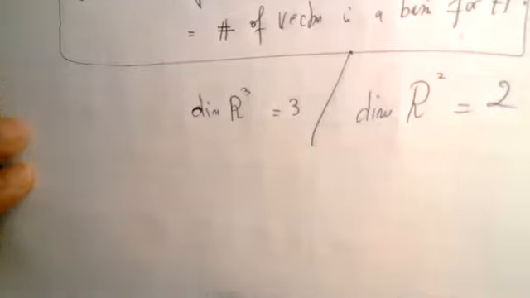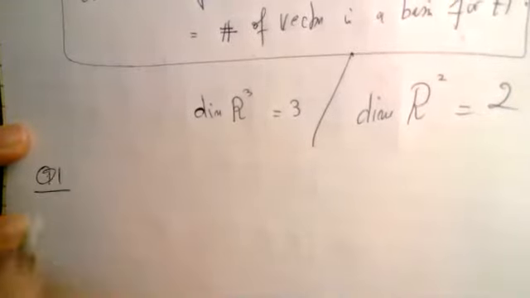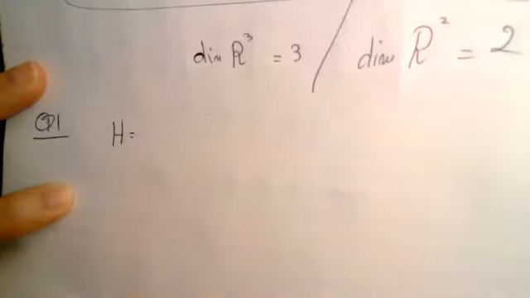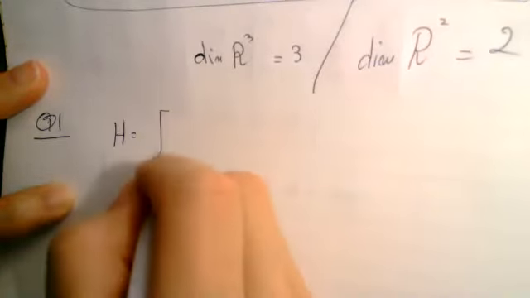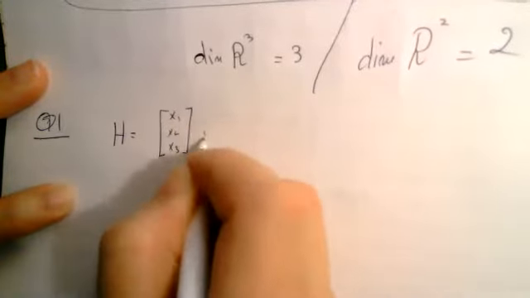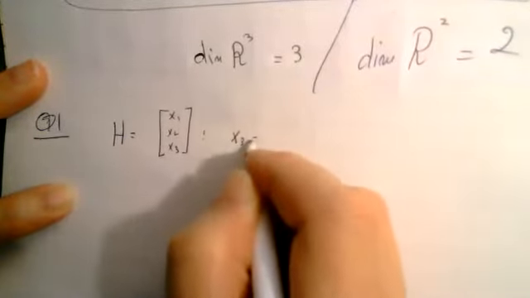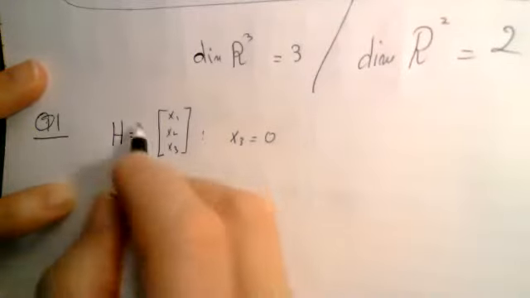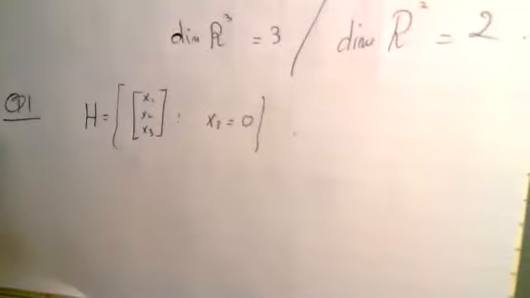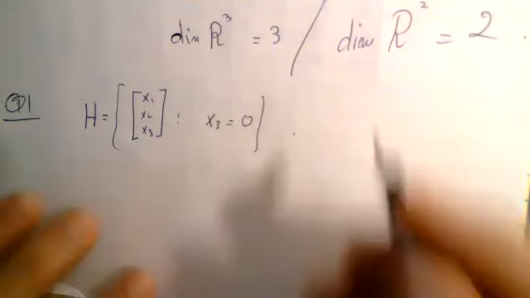So question number 1: let me take H to be the following subspace. All the vectors x1, x2, x3 such that x3 equals 0. Okay, and my question to you is, find a basis for H. Find a basis for H.